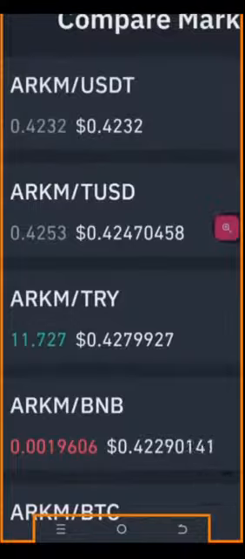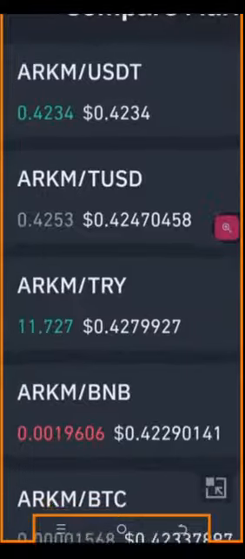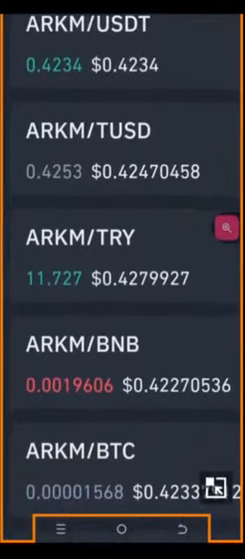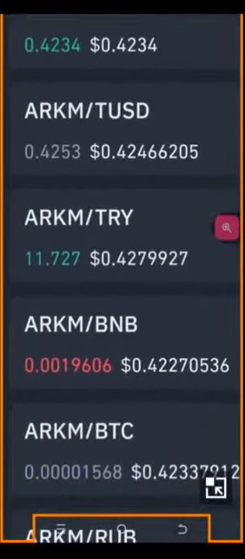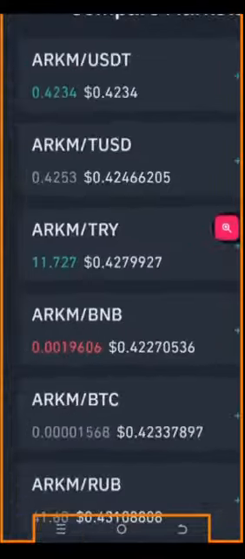So now this is 42 cents. You can see that ARKM USDT is 42 cents, that's 0.4232. You will see that TUSD is 0.4247, right? There's a difference between 32 and 46. Can you see that? The first two numbers are the same. And you can see here ARKM TRY is 0.4279, and that's how it goes. That's how you spot the differences.